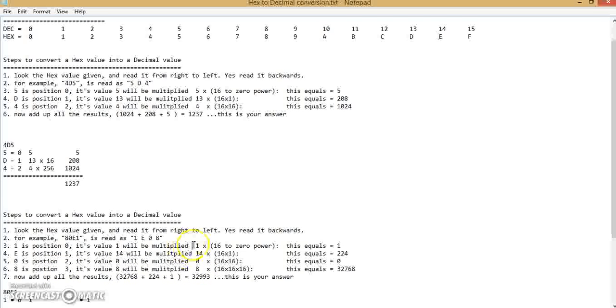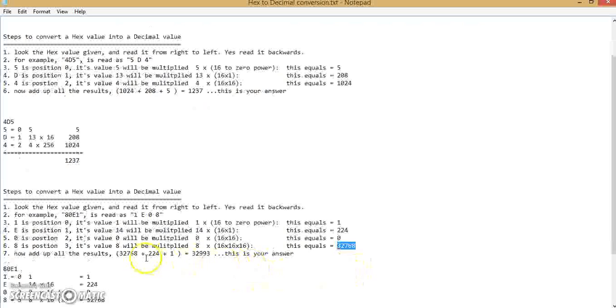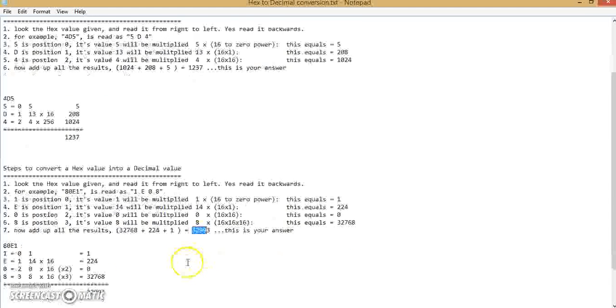As we said, our first item was 1. Okay, so that's 1 times, of course, 16 to the 0 power, which is 1. Now we have 14 times 16, that's 224. And then we have 0 times 16 squared, which is 0. And then we have 8, which is multiplied by 16 to the third, which is the equivalent of 32,768. Now let's add those up. And we end up with a value of 32,993, and that's your answer.